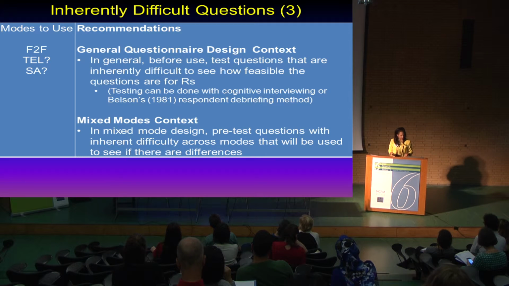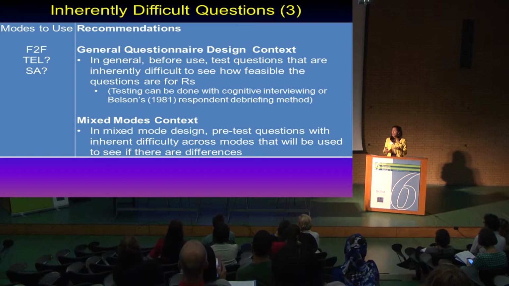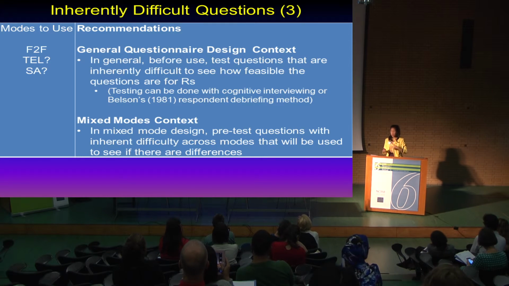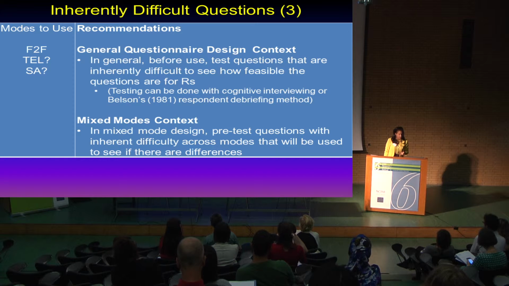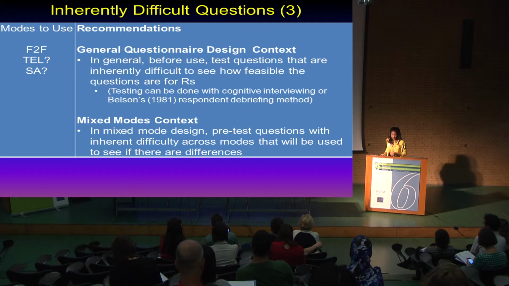Okay, so how does that affect things, recommendations? So just generally in questionnaire design, perhaps we should actually test things to see what respondents think are difficult. One possibility could be with some cognitive interviewing. In the mixed modes context, it would be useful to test questionnaires where we think are inherently difficult across modes so we can actually see if there's going to be differences or not. Because of course some questions truly are difficult and respondents will think that and researchers will think that.